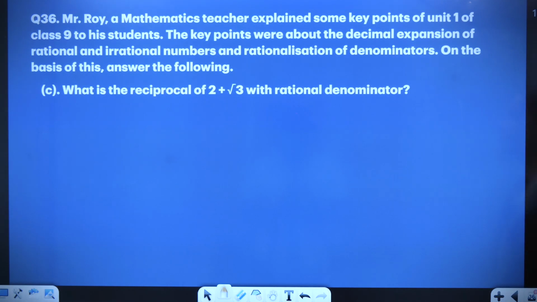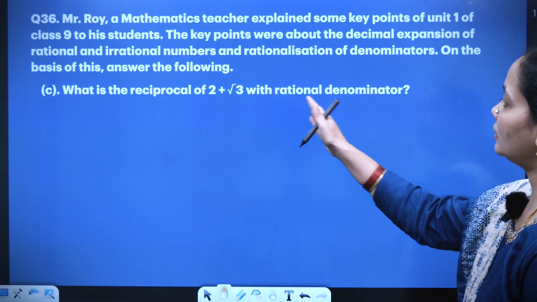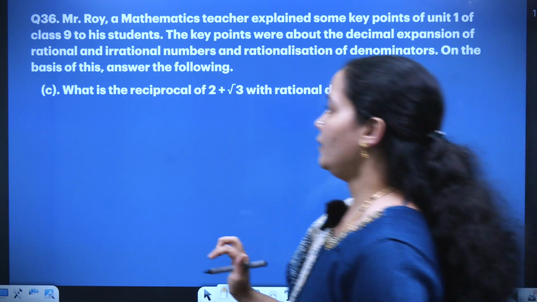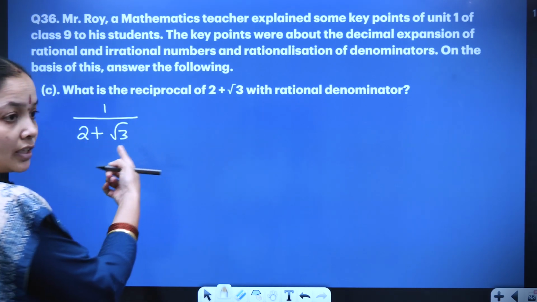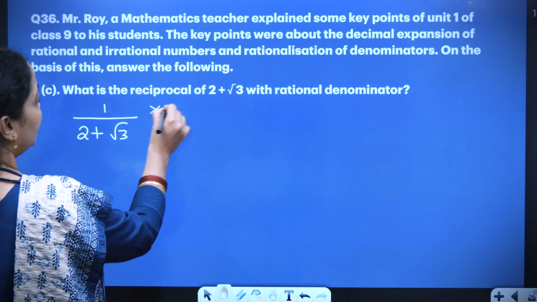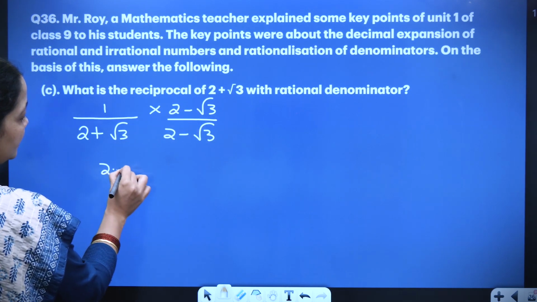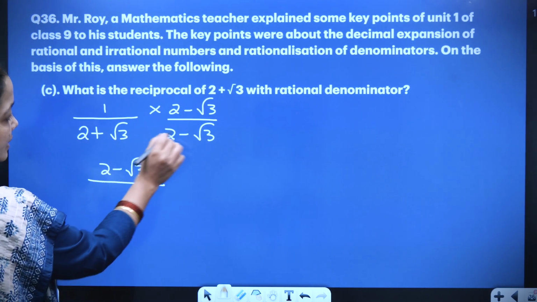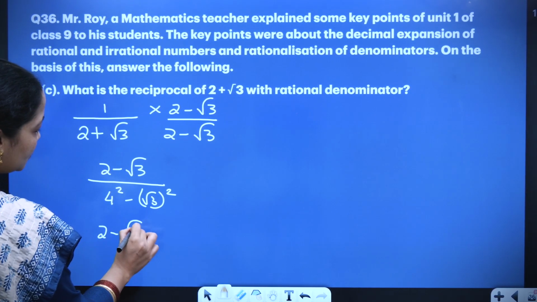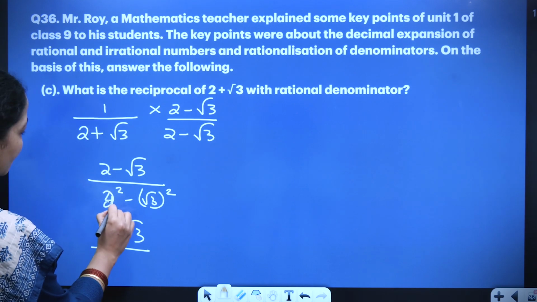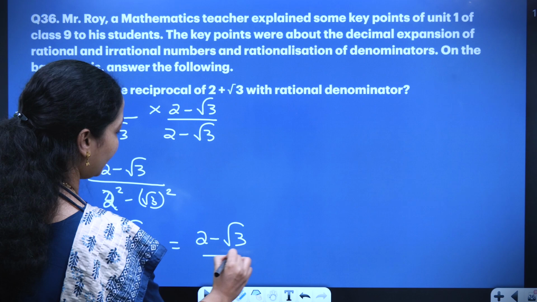Moving to the C part of the question. What is the reciprocal of 2 plus root 3 with a rational denominator? Now I am taking the reciprocal of 2 plus root 3. This is irrational because root 3 is irrational. I'll rationalize it. 2 minus root 3 divided by 2 minus root 3. 1 with anything is itself, 2 minus root 3. Now I have a plus b into a minus b, which is a square minus b square. Hence this will be 2 minus root 3 by 2 square, 2 square is 4, minus 3. So this will be 2 minus root 3 by 1.